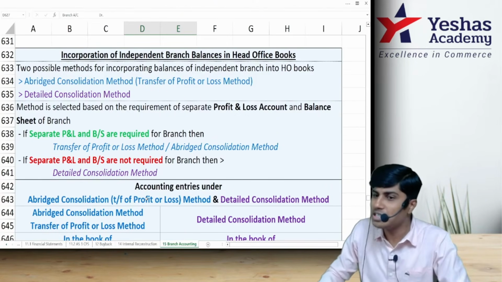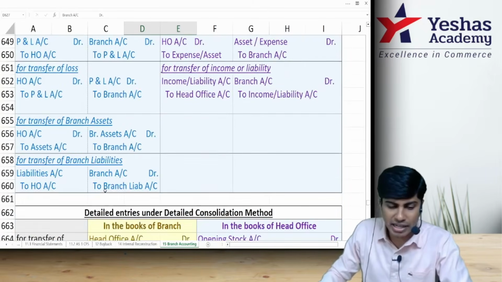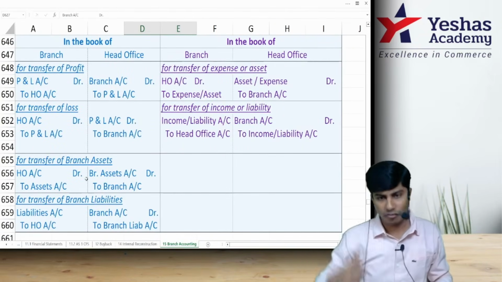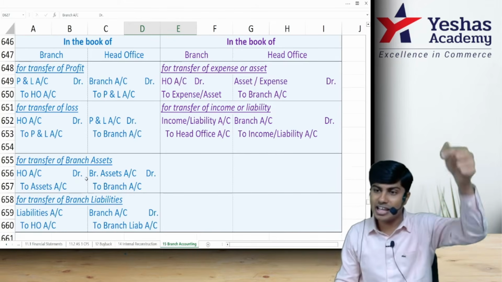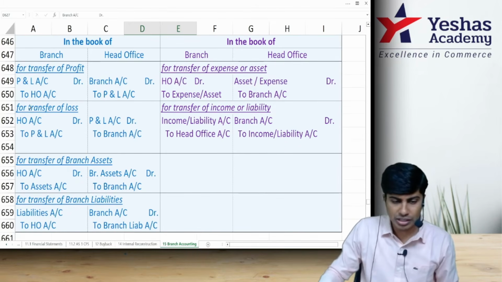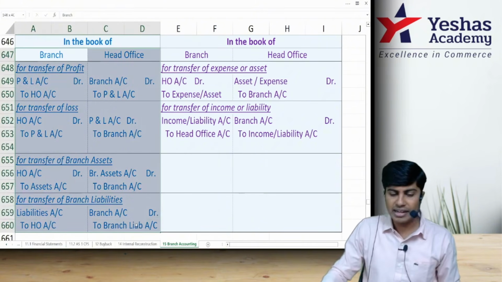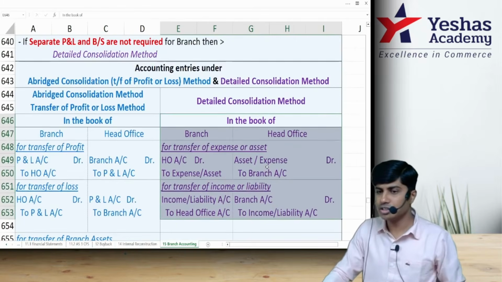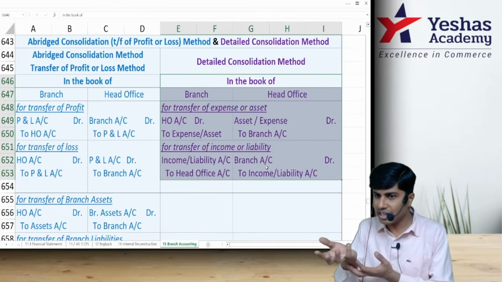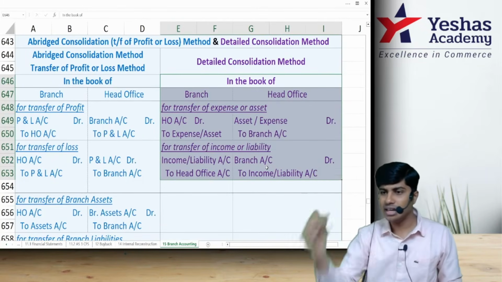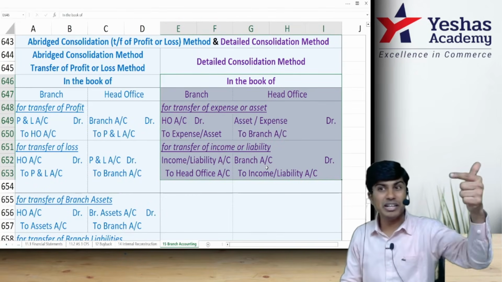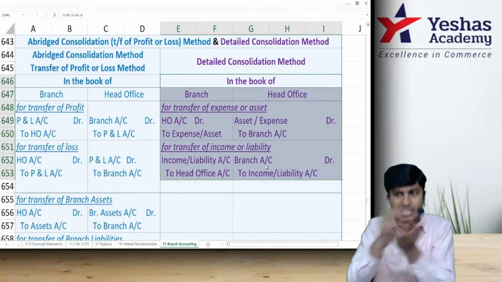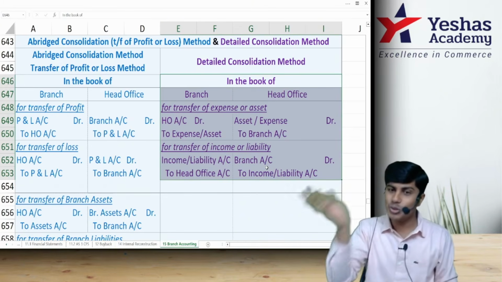The same is done for expense and income. Expense will usually have a debit balance. Branch will credit the expense, debit head office. Head office will debit the expense, credit branch. This is detailed consolidation. And incomes will usually have a credit balance. Branch will debit the income, credit head office. Head office will debit the branch, credit the income. That way you transfer each expense, each income, each asset, each liability into your trial balance.